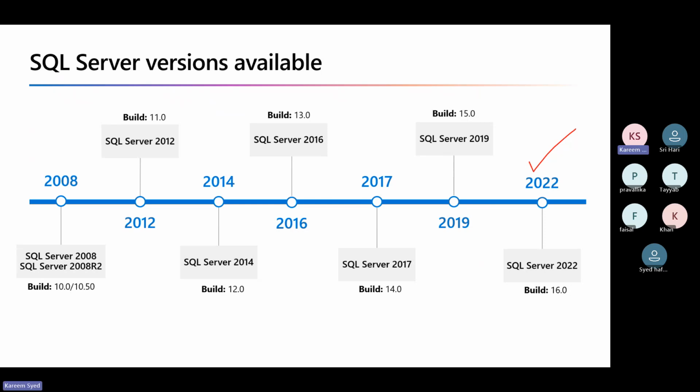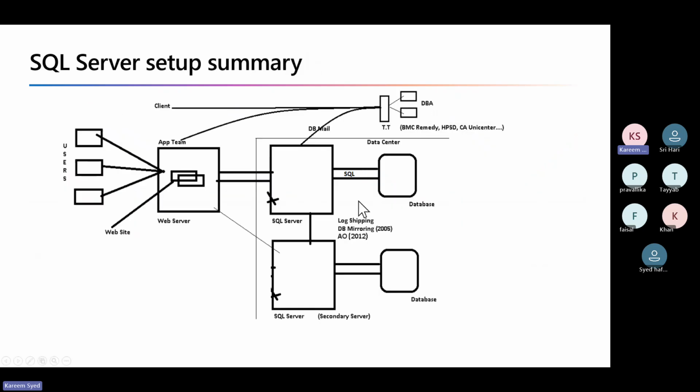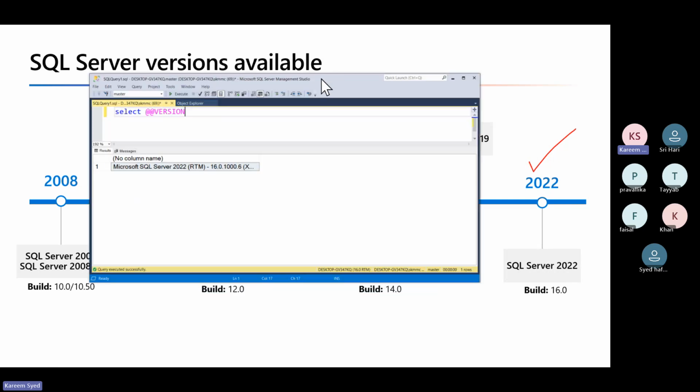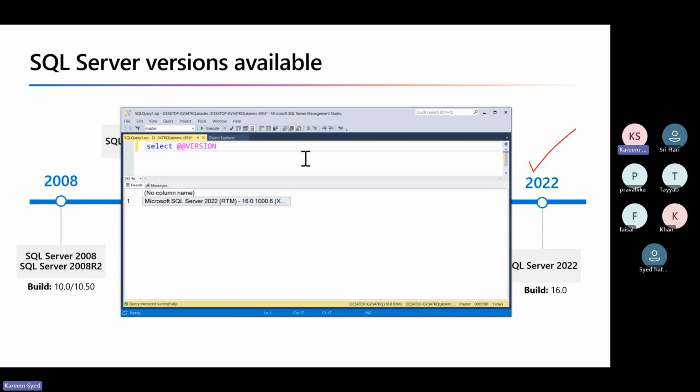SQL Server supports different high availability features like log shipping, mirroring, Always On to maintain an exact copy of the database to avoid downtime in case some crash happens. That is the second point. Third point, remember, SQL Server's latest version is 2022, which is version 16.0. Fourth and last point, to connect and work with SQL Server as a DBA, we use one tool called Microsoft SQL Server Management Studio. In short, we call it SSMS, SQL Server Management Studio.